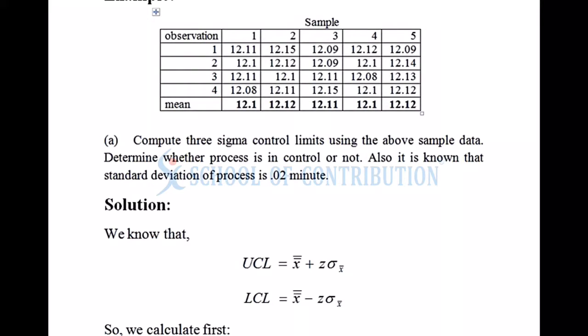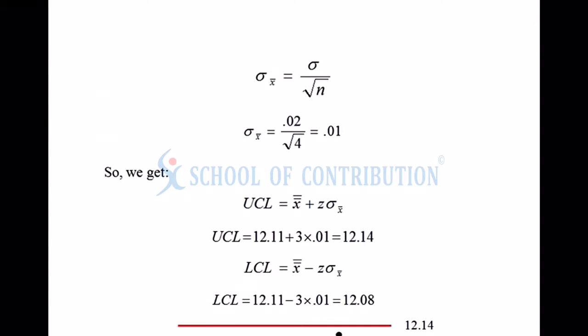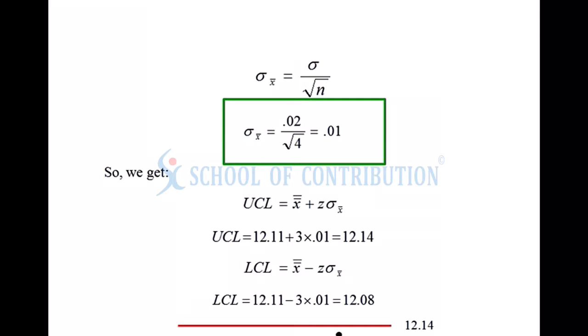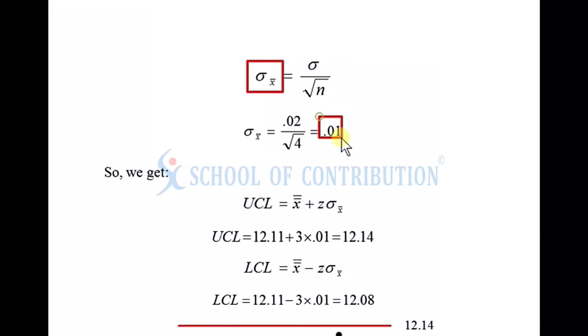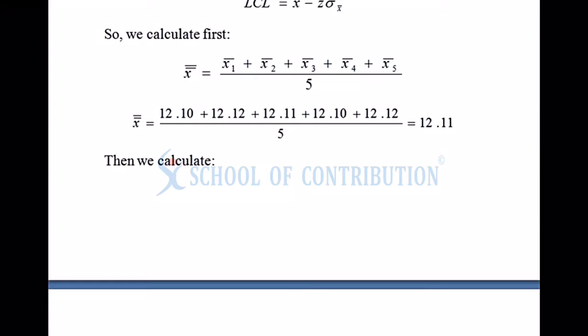Now we are going to use this data and statistics to calculate our standard deviation of the sample means as follows. Sigma x, that means standard deviation of the sample mean, is equal to the process standard deviation divided by the square root of the number of samples, and when you divide, ultimately we get 0.01. So this is the standard deviation of the sample means, 0.01, and the value of x double bar is equal to 12.11. Now we are ready to calculate the control limits using these values.